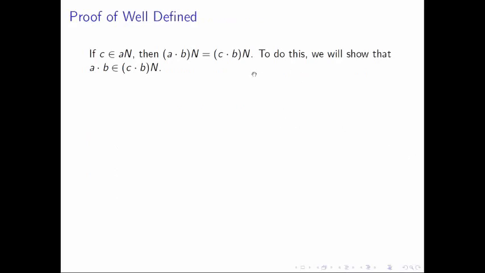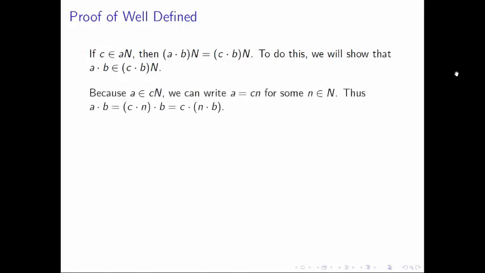The way that we're going to do this is we're going to say they're cosets. They either are entirely disjoint, or if they overlap at all, they must be equal. So we're going to pick our favorite element of the coset ab·N, which is a·b, and we're going to show that it belongs to the coset cb·N. That will show that there's some overlap between these two cosets, and by properties of cosets, they have to be the same.